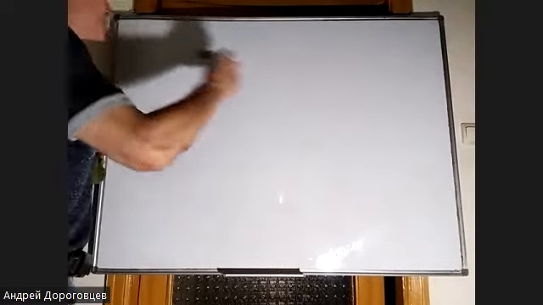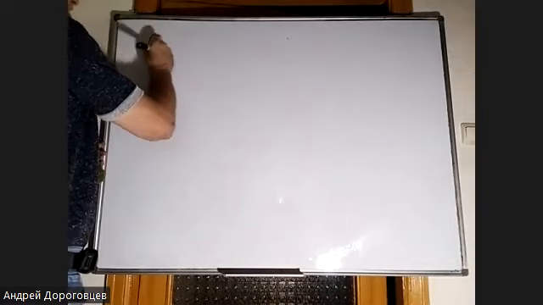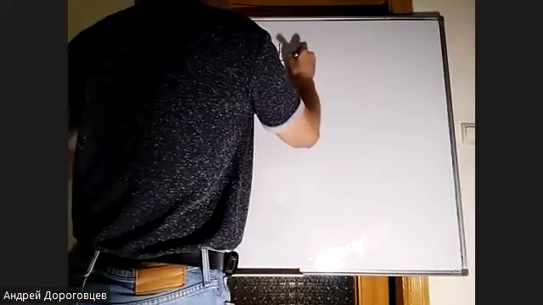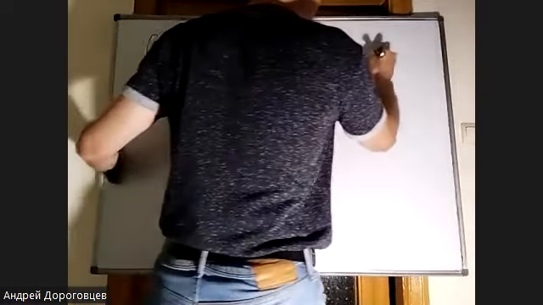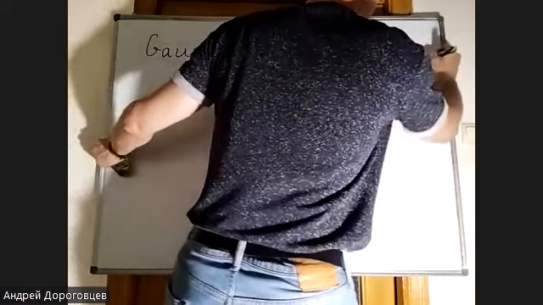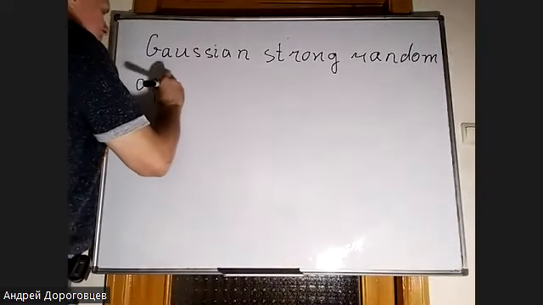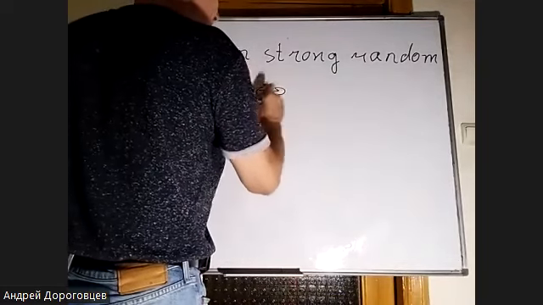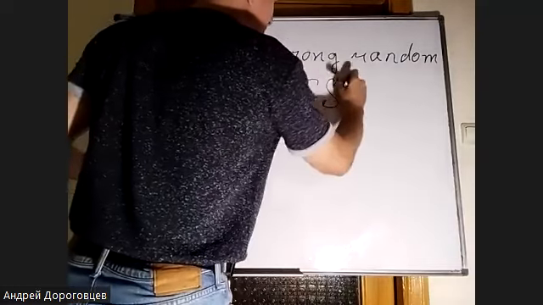So now we can define some characteristics of the Gaussian strong random operator. By the way, in the future, instead of the words Gaussian strong random operator, I will use the abbreviation GSL.